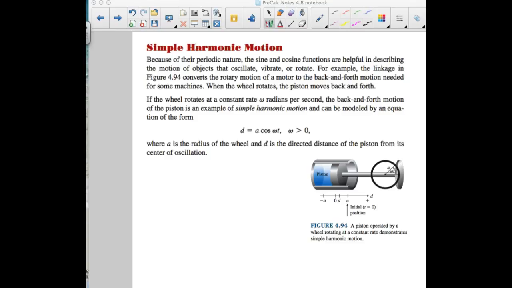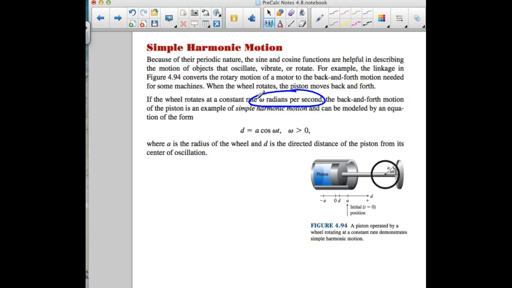For example, the linkage in figure 4.94 converts the rotary motion of a motor to the back and forth motion needed for some machines. When the wheel rotates, the piston moves back and forth. If the wheel rotates at a constant rate of omega radians per second, so circle that, highlight that, omega is going to stand for our rotational speed in radians per second.